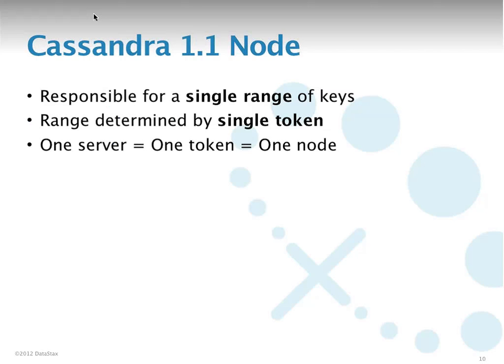That means that a node is responsible for all of these keys. And it could be a ton of keys. If you have a 3-server cluster, you're going to have a lot of keys on one server. And that single token is set up so you have one server, one token, and one node. And that can get kind of outrageous.